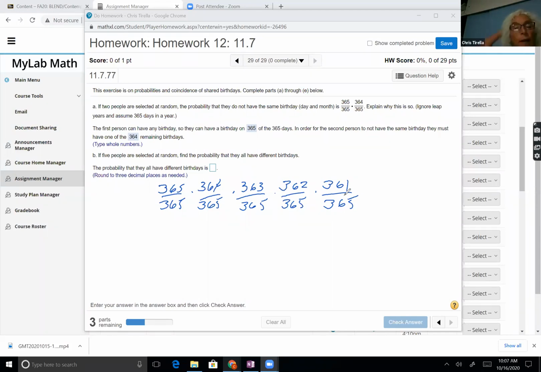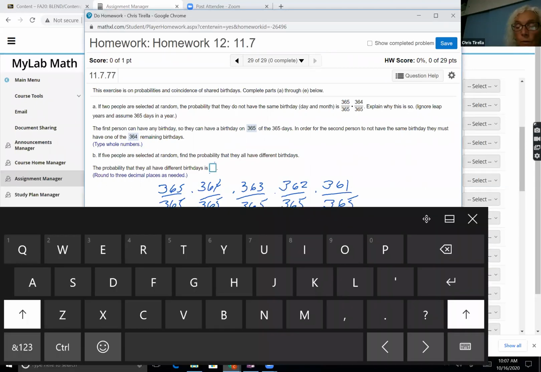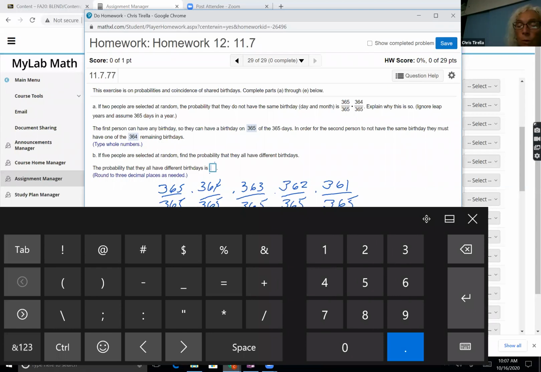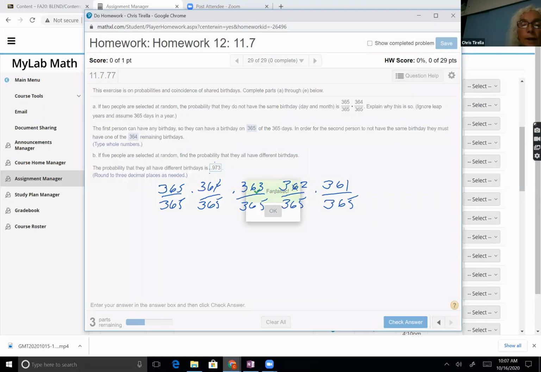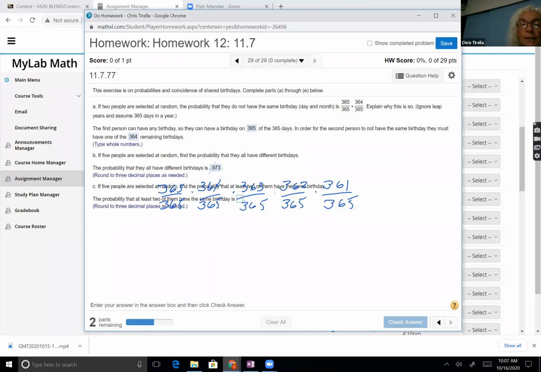And to 3 decimal places, is anybody else getting 0.973? Yes. I got 0.972. Round though, don't just truncate, round. Okay, so there we've got 0.973. Fantastic. I'm going to erase what I drew.